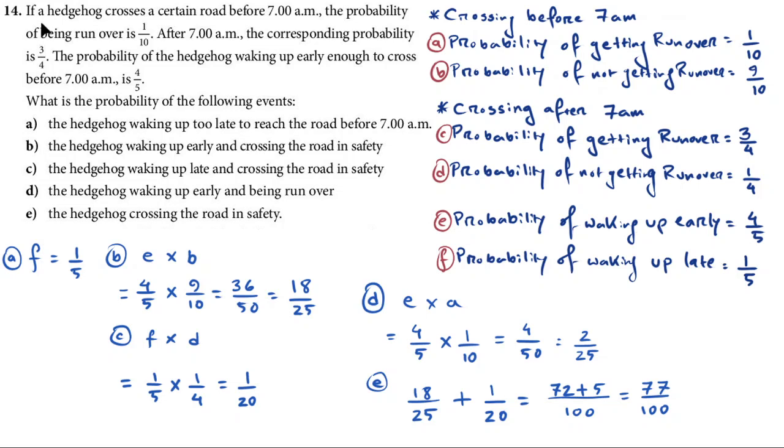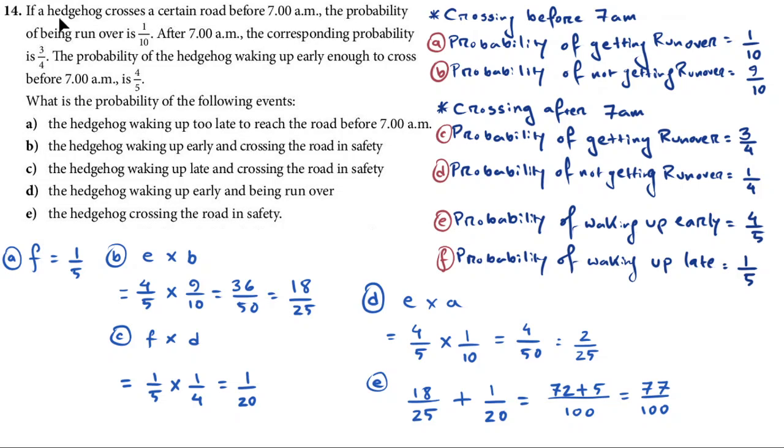In this question, it says if a hedgehog crosses a certain road before 7 a.m., the probability of being run over is 1 by 10. After 7 a.m., the corresponding probability is 3 by 4. The probability of the hedgehog waking up early enough to cross before 7 a.m. is 4 by 5. So here are the questions that we need to solve. Before that, we need to find out some missing probabilities.